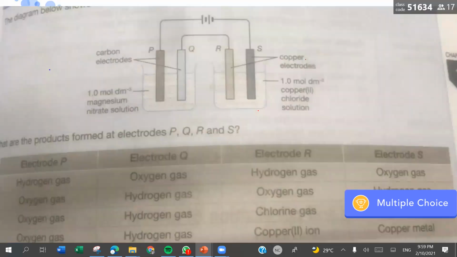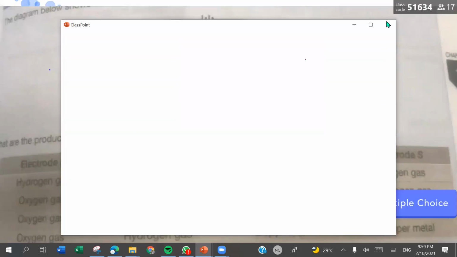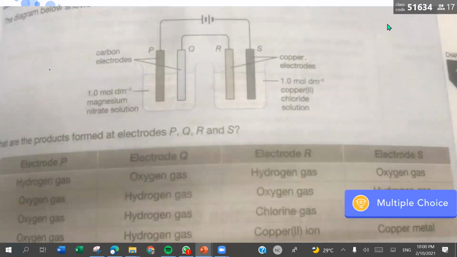Yes, sir. Okay, hard questions. Now this is not the same as just now. Don't get stressed out here. Okay, I've got carbon electrodes. Then I've got copper electrodes. Which one is forming in P, in Q, in R, and in S? Process it slowly. This is my positive. This is my negative. Okay, this is my anode. This is my cathode. This is my anode. This is my cathode.